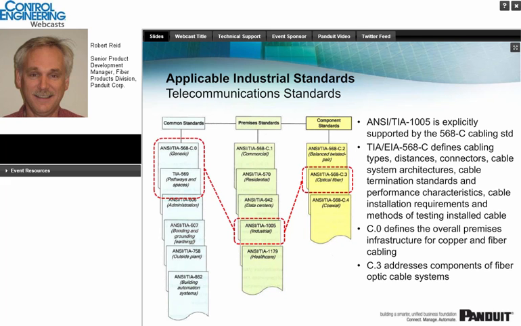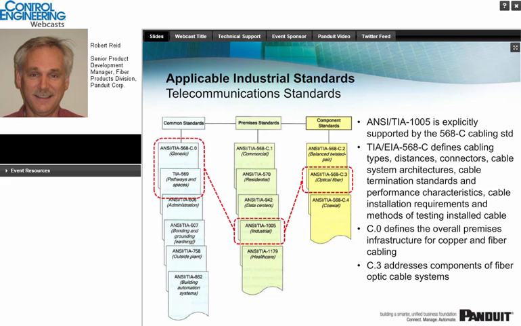TIA 569 pathways and spaces is important because we do have pathways for cable. It's important to understand what cable is applicable for what pathway and so forth. But in terms of the solution I'm going to show you here, a zone cabling solution that's a very cost-effective way to deploy cable plant, that is defined in 568 or 569 pathways and spaces.